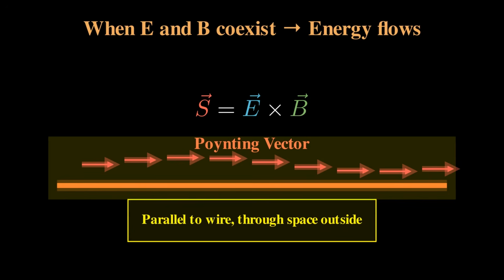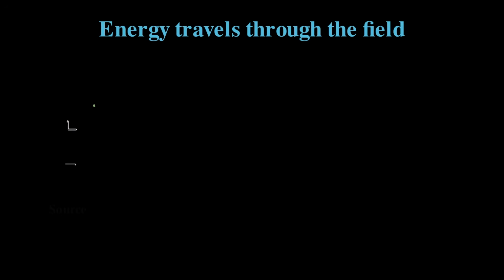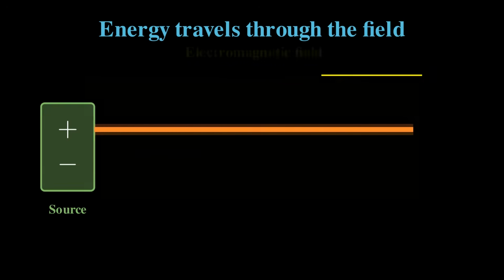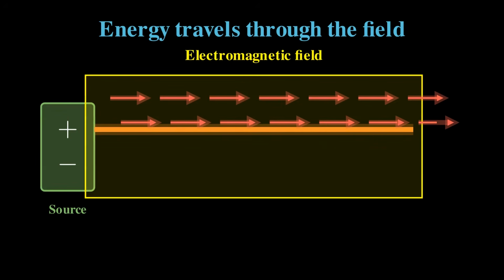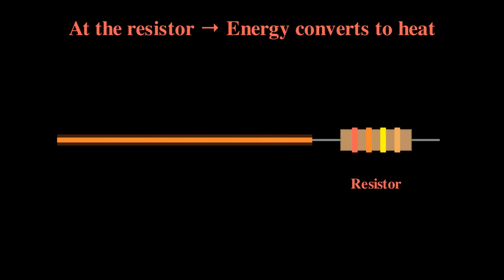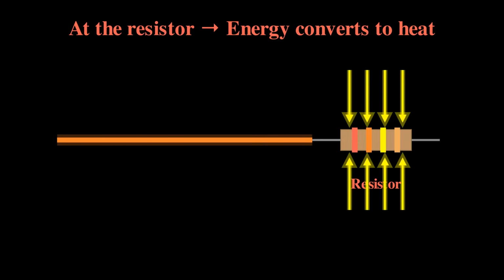If you actually work out the direction of this vector for a current-carrying wire, it doesn't point inside the metal. It points through the space just outside the wire, running parallel to it. So, in this field picture, energy leaves the source, travels through the electromagnetic field surrounding the conductors, and when it reaches a resistor, the Poynting vector points inward into the material, where the energy is converted into heat. So, in this simplest case, the energy is carried by the fields. The conductor shapes where those fields exist.